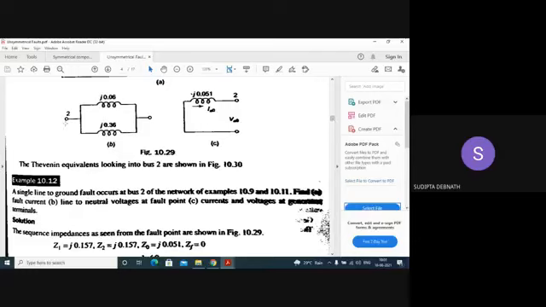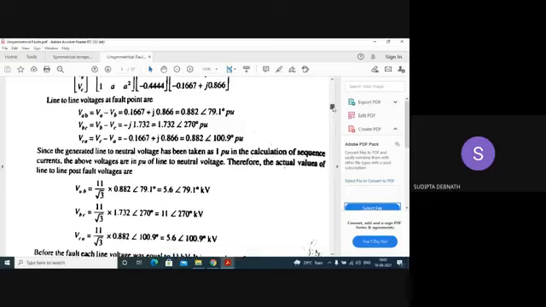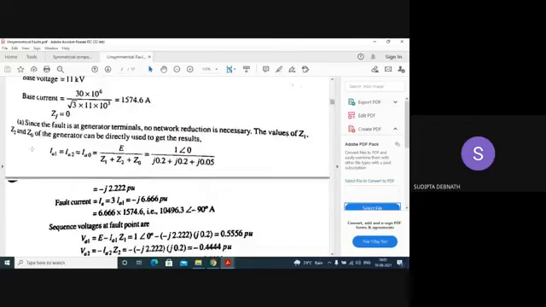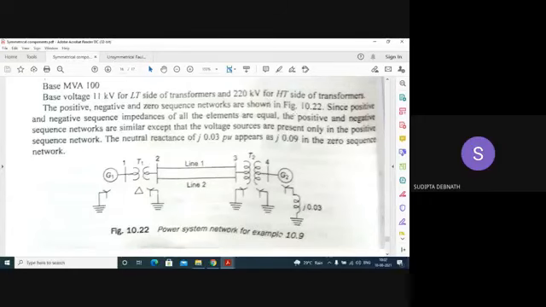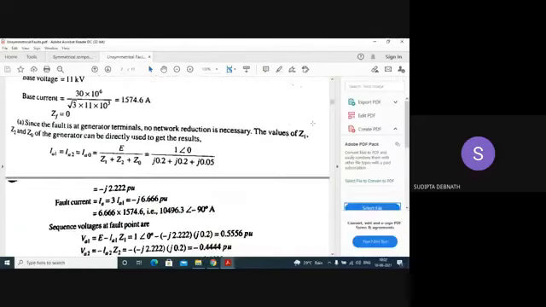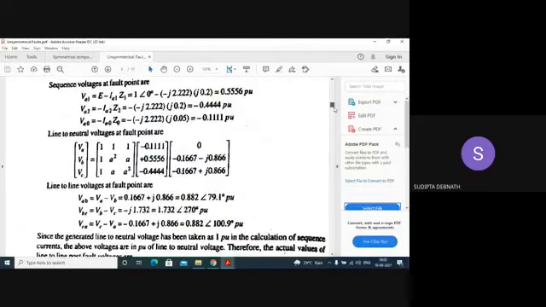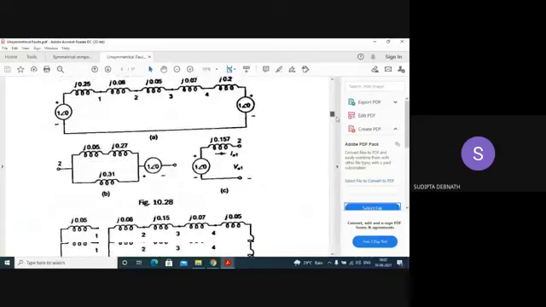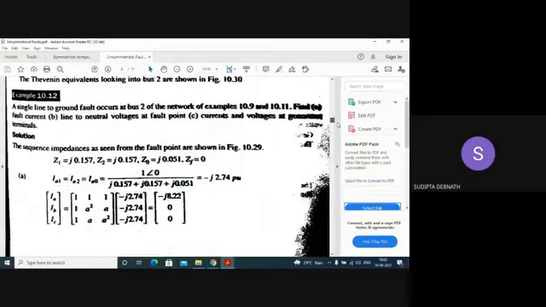First, find the fault current. If you know all the values, finding the fault current means you use this equation and multiply it by 3. All the values are given. Actually, the same problem has been considered. All the impedances are given in the form of a table. So you find the fault current the same way. The procedure is exactly the same.